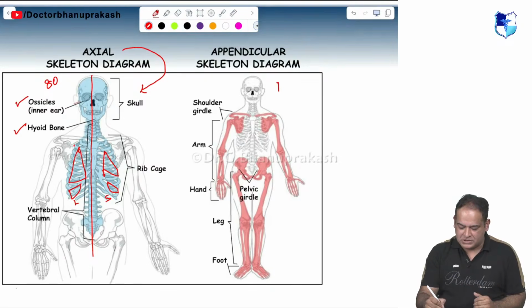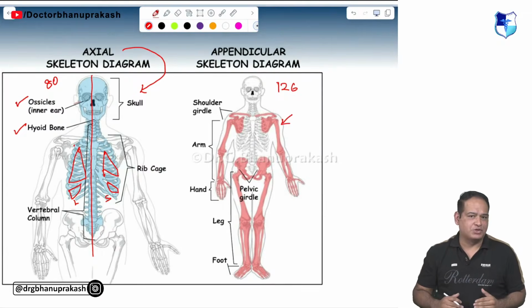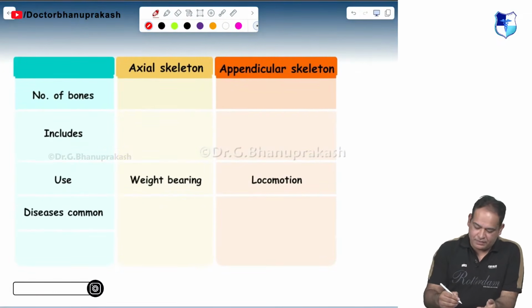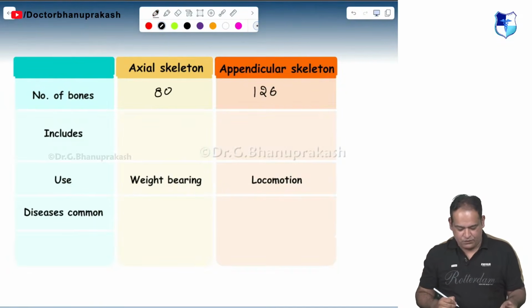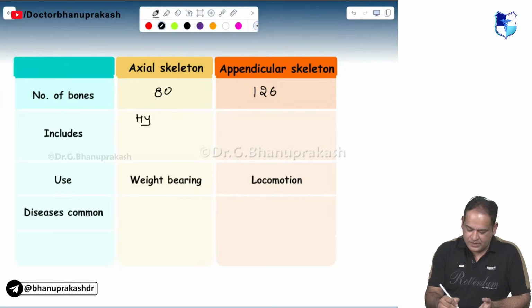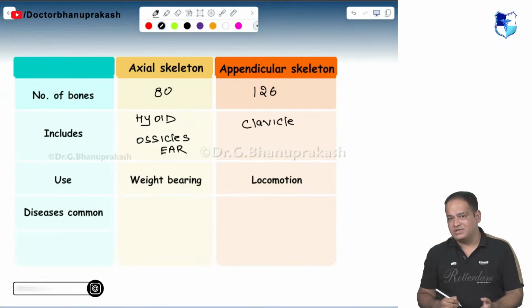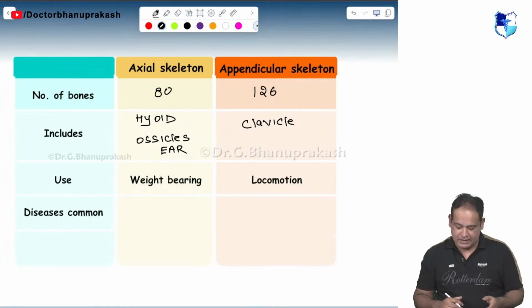Now, the appendicular skeleton, 126 bones. The pink shaded bones. What is the function? The function is locomotion. You see, it is already written, right? We don't have to waste time. So, axial skeleton, 80 bones; appendicular skeleton, 126 bones. The axial skeleton includes the hyoid bone and the ear ossicles. The appendicular skeleton includes the clavicle. These are like PYQs which have been asked, that which bones are a part of which skeleton, right?